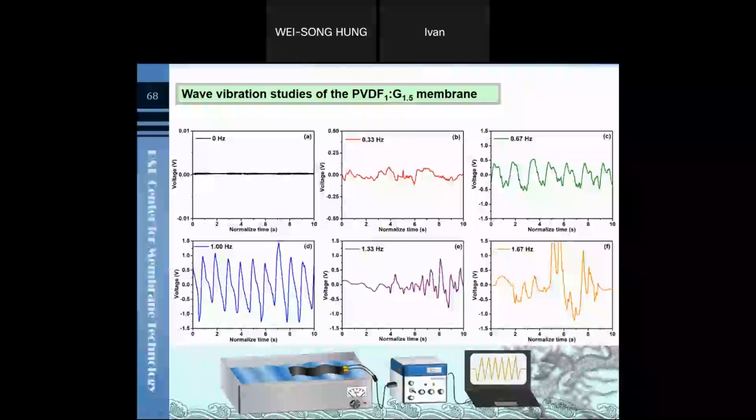The result shows that the output voltage increases with the increasing hertz. Then we find the optimal output voltage is at 1 hertz. After that, the turbulent wave leads to unstable output voltage. So the stable wave can create a good output voltage from this kind of membrane.